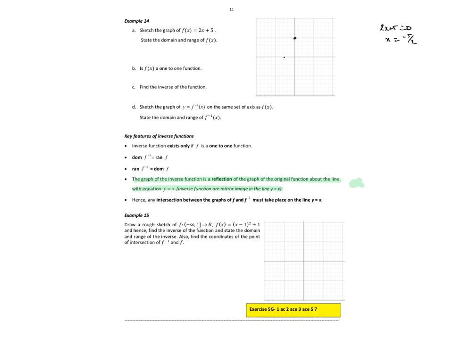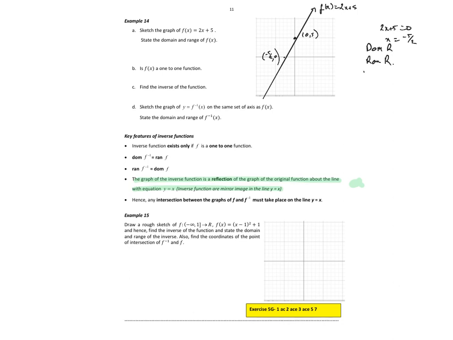Might as well get my ruler out. How's that look? Pretty close. All right, missed just by a fraction, but that's okay. So there's f of x. Got the points 0, 5 and negative 5 on 2, 0. State the domain and range of f of x. Domain is R, the range is R.